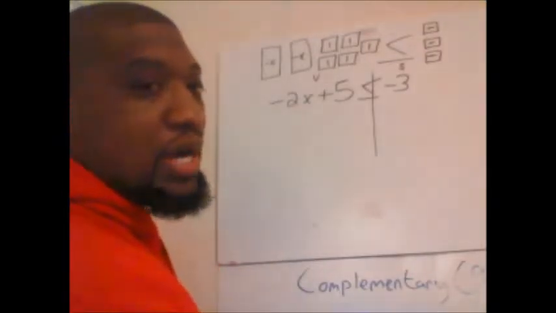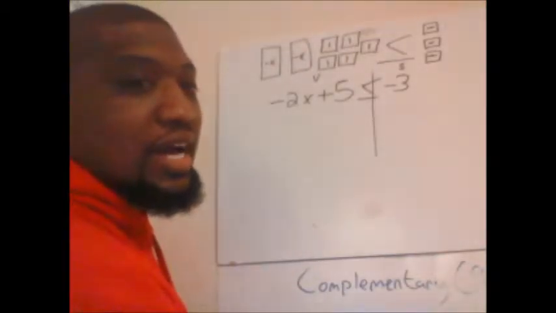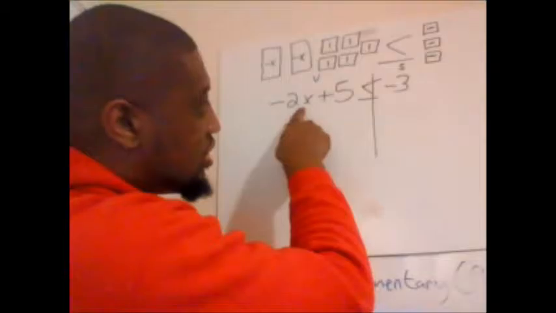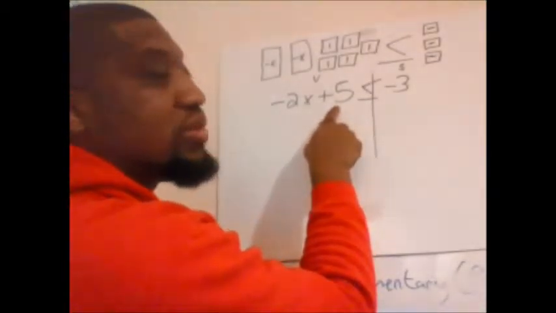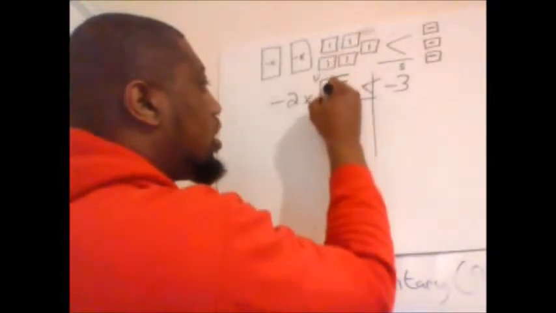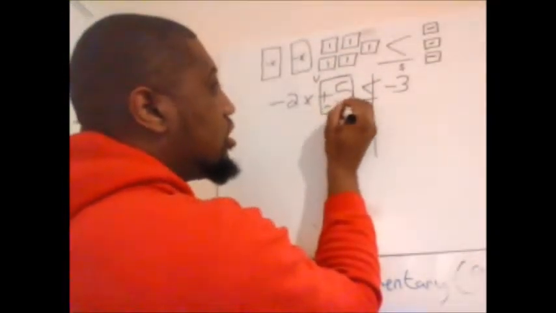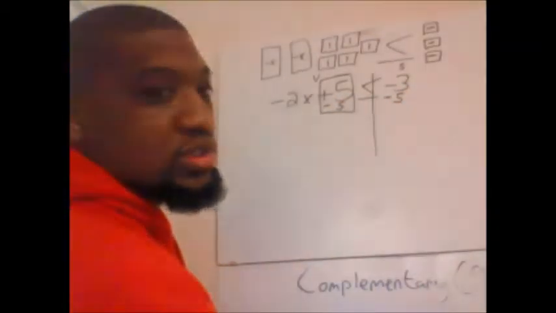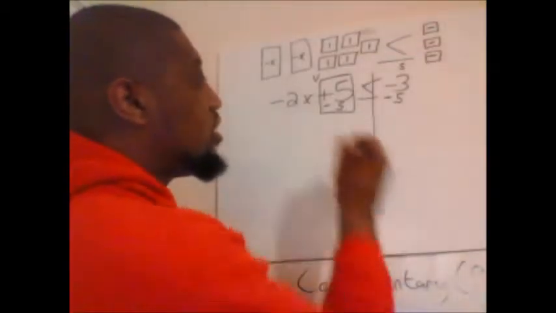Okay, and now I'm going to box my constant on the variable side. That's the number that's not attached to a variable on the variable side. This number is attached to a variable. That's my coefficient. This number is not attached, so this is my constant. I box my constant and do the opposite or inverse operation. I do the inverse operation on both sides of the equation or the inequality.